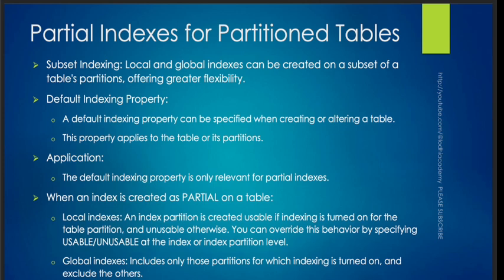When a table is created or altered, a default indexing property can be specified for the table or its partitions. The table indexing property is only considered for partial indexes. When an index is created as partial on a table, for local indexes, an index partition is created usable if indexing is turned on for the table partition and unusable otherwise. You can override this behavior by specifying usable or unusable at the index or index partition level. Global indexes include only those partitions for which indexing is turned on and exclude the others.